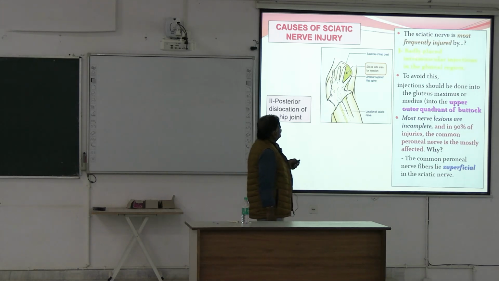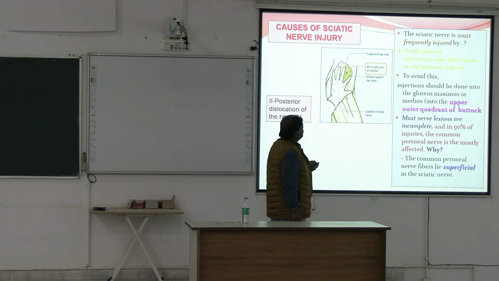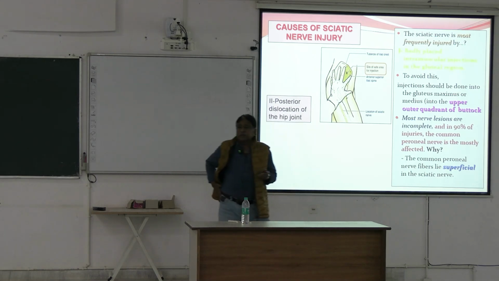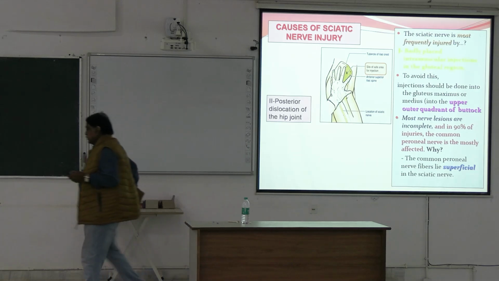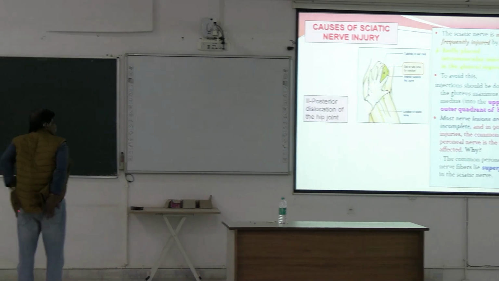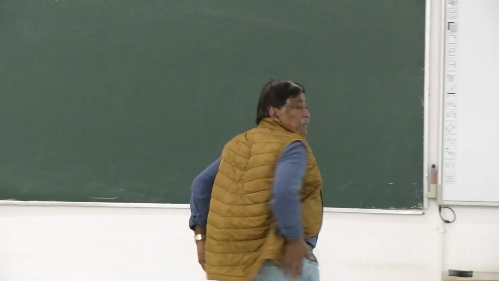Now, badly placed intramuscular injection of the gluteal region. To avoid this, the injection should be given into the gluteus maximus or medius, in the upper quadrant of the buttock. It is in the upper quadrant, not this level. Not this level. It is in the upper quadrant.